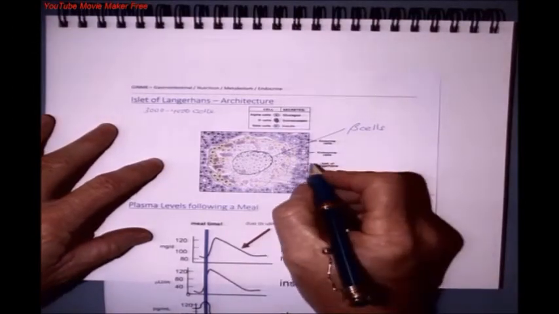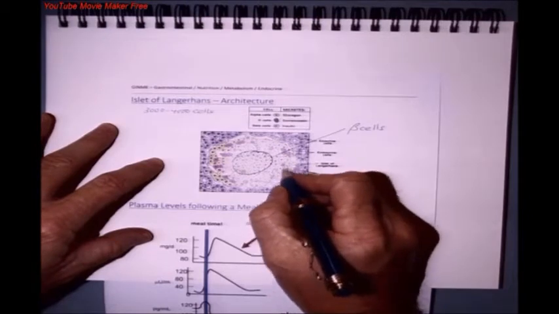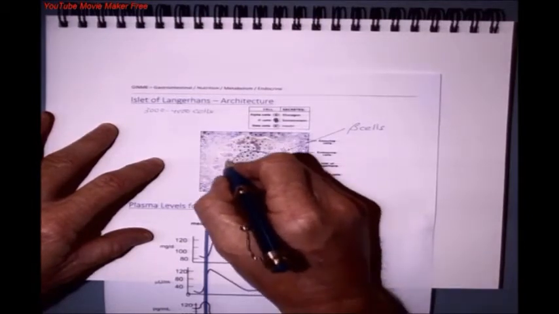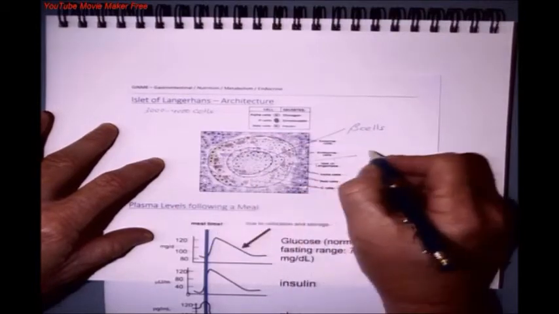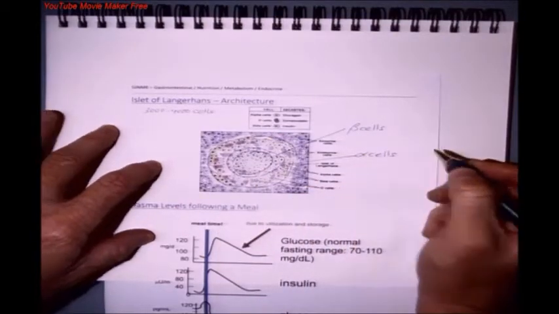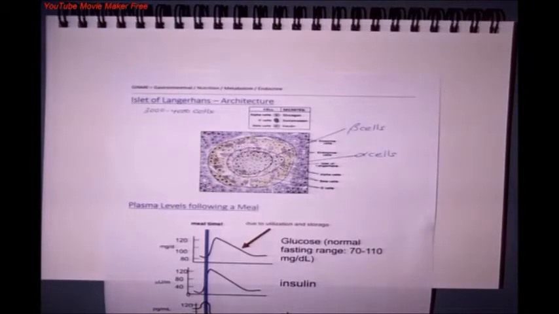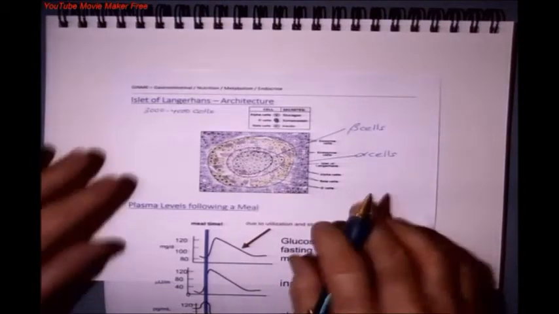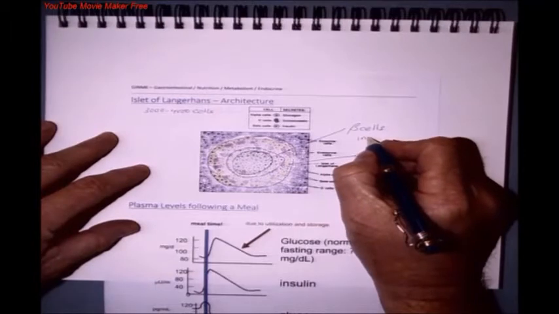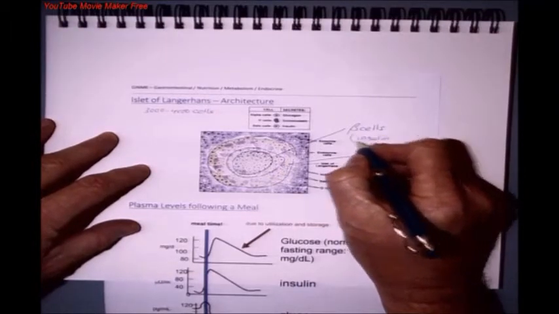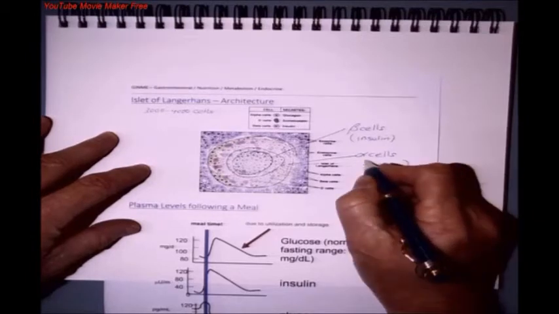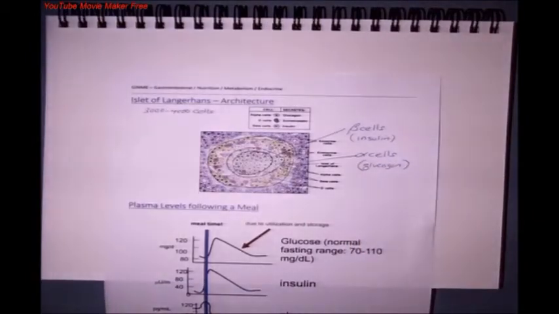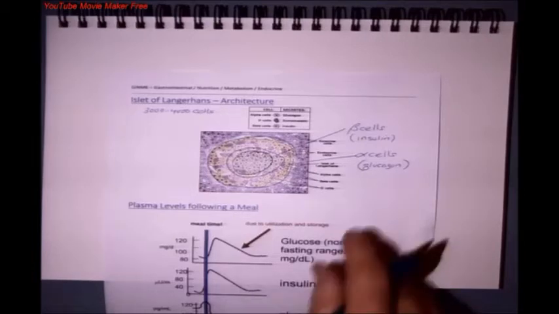Outside the beta cells, you'll see this cluster of yellow on the outside. These are the alpha cells. And the importance of this architecture is that the beta cells will be secreting insulin, and the alpha cells will be secreting glucagon. So insulin and glucagon, first major take-home point, are secreted by two separate cell types.